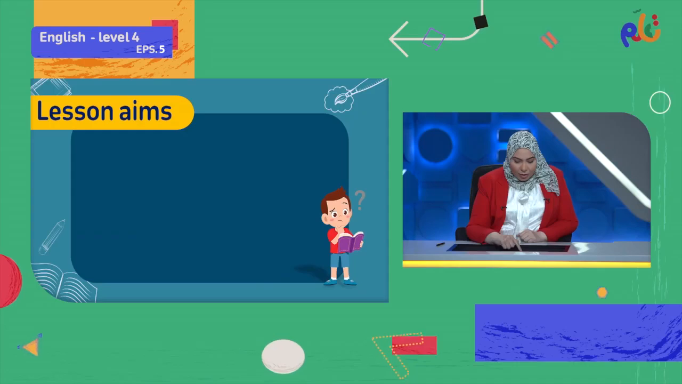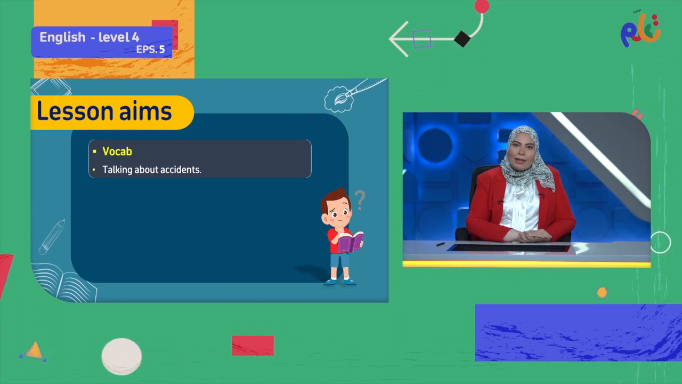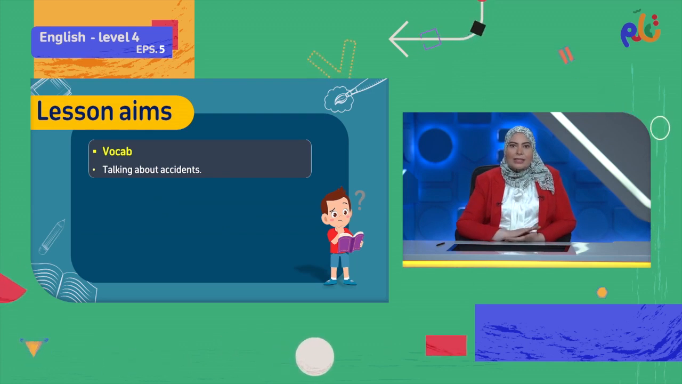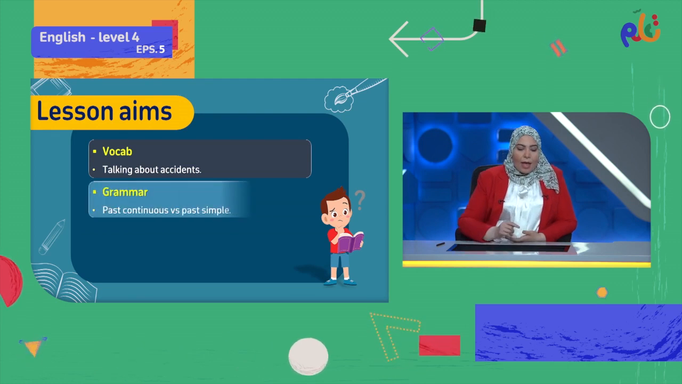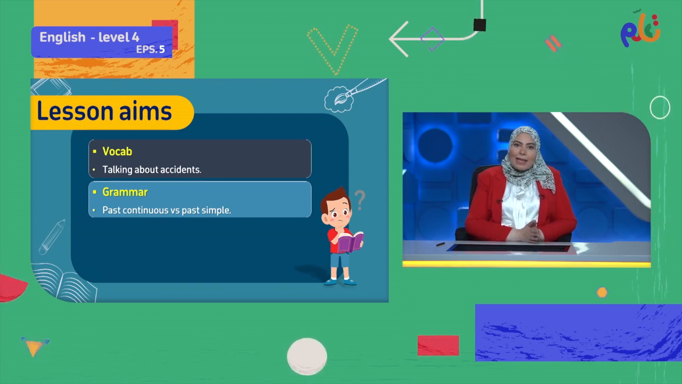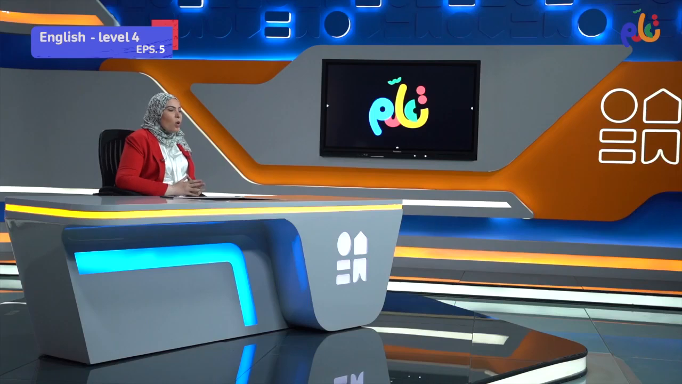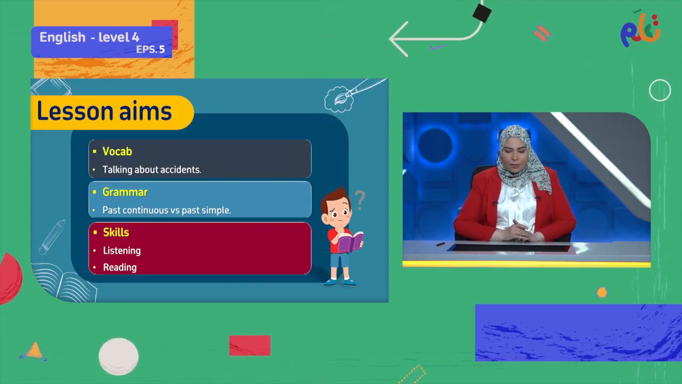The first thing that we're going to learn about is vocabulary, and the vocabulary that we have today is the vocabulary for talking about accidents. And we're also going to look at grammar, and our focus for grammar today is simple past versus past continuous, so we can describe what happens exactly during an accident. And also we're going to look at skills, and for skills today we have listening and reading.